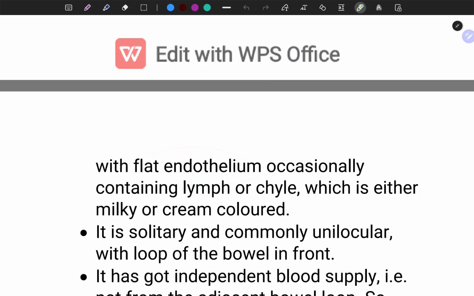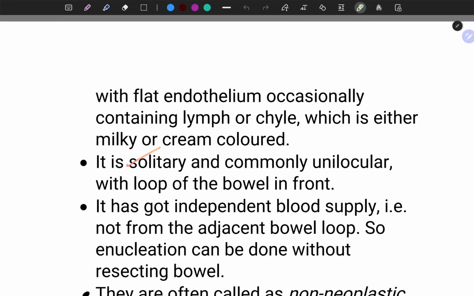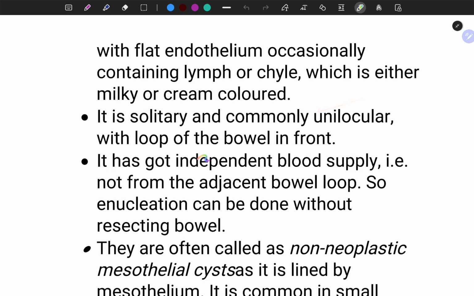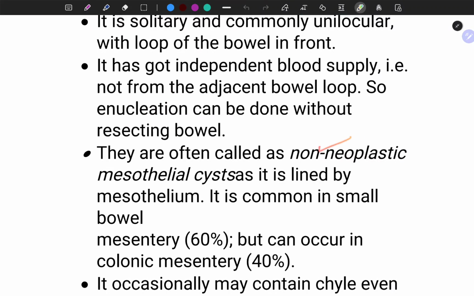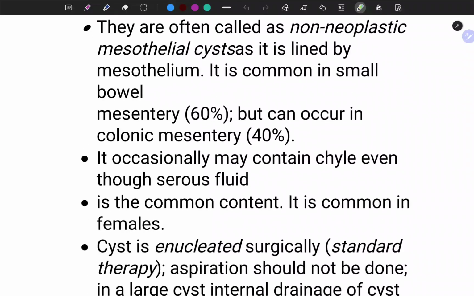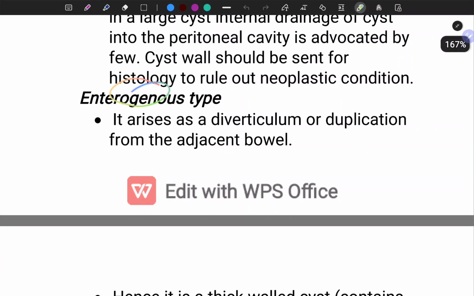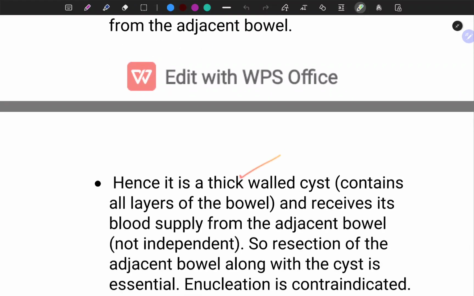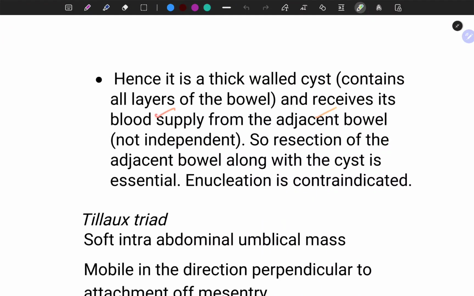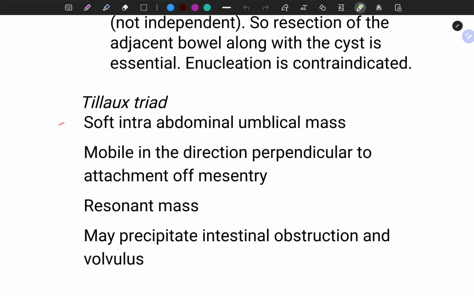with a flat endothelium. It is solitary, unilocular. It has an independent blood supply, so enucleation can be done. They are often called non-neoplastic mesothelial cysts. It may occasionally contain chyle, even though serous fluid is the most common content. It is enucleated surgically, whereas the enterogenous cyst arises as a diverticulum or a duplication from the adjacent bowel. It is thick-walled. It receives its blood supply from the adjacent bowel, so resection should be done. Enucleation is not done. So what do you mean by Tillaux's triad?